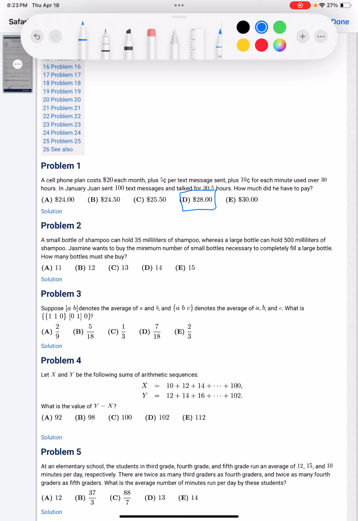So 500 over 35, you can do this in your head. It's going to be approximately 14. And we want to round that up because if it's approximately 14, we can't have half a bottle or 1/3 of a bottle, etc. We have to round up. So we're going to choose answer choice E.